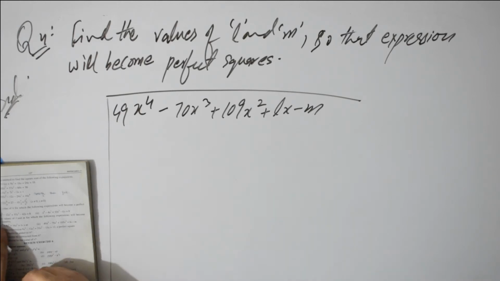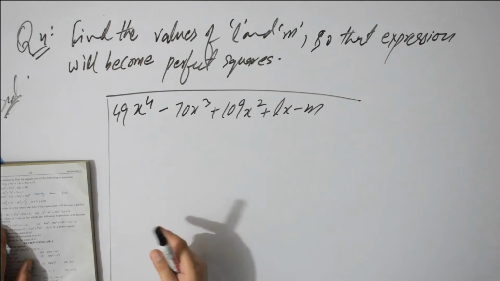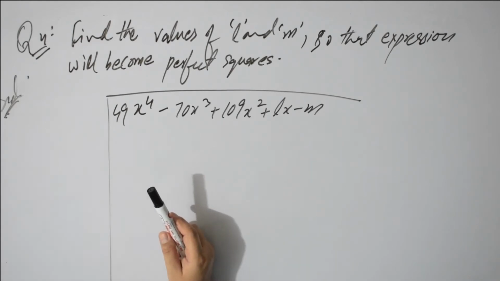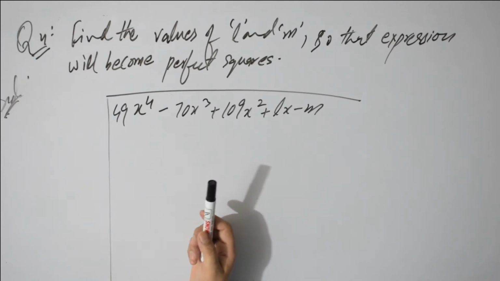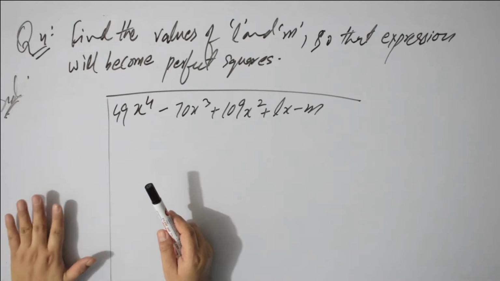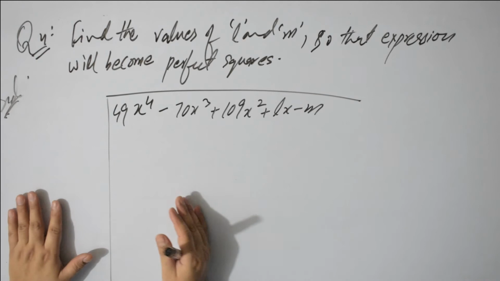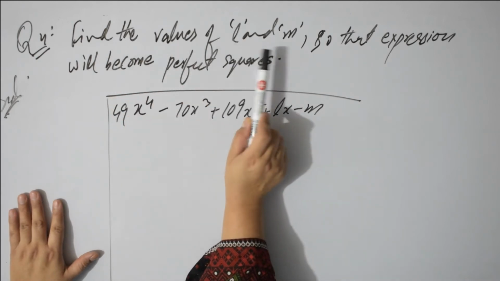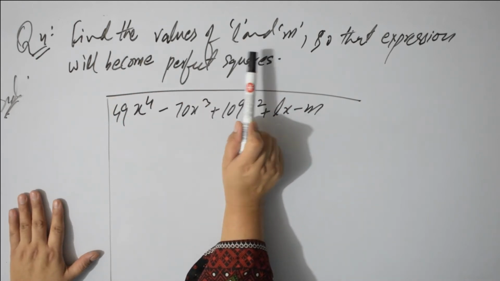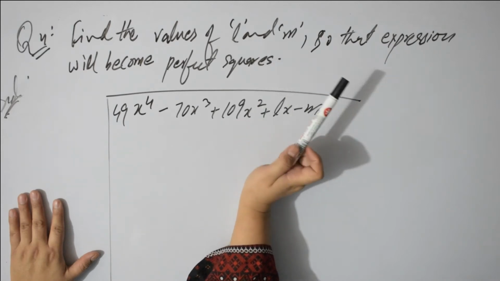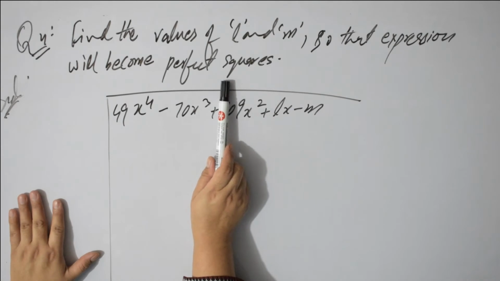Again the same. In question number 3 you have one unknown variable, and in question number 4 you have 2 unknown variables. Okay, the method is the same. Square root by division, again you have to find, and at the end your remainder should be 0, and you will equate the remainder equals to 0. Now I am reading the question. Find the values of L and M. See students, you have 2 unknowns, right? One is L and the other is M, so that the expression will become a perfect square.